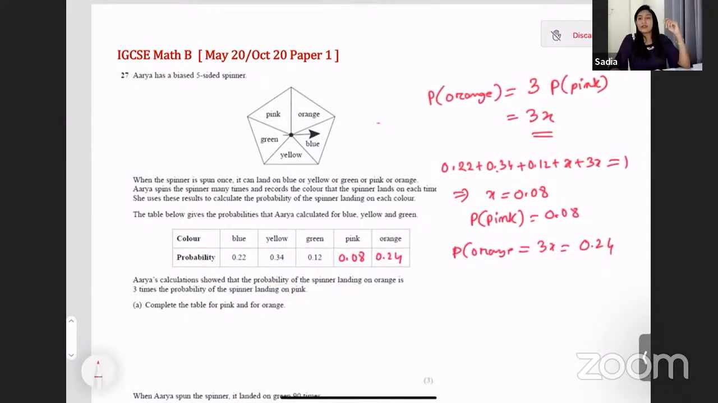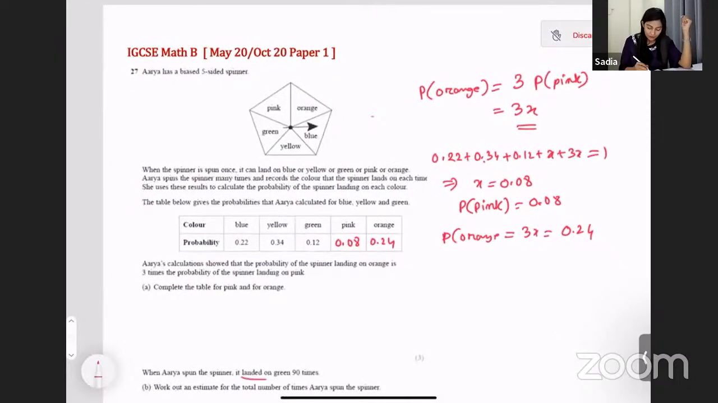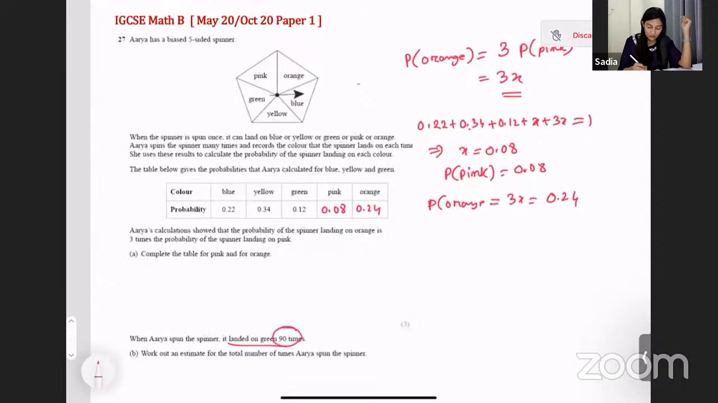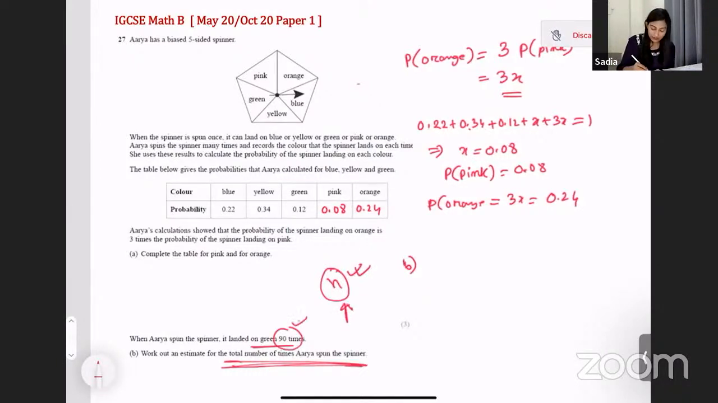So we are done with part A, where we completed this table. Then, after spinning this once, we need the probability that it will land on green. We do not know how many times we actually spun the spinner. The number of times you have spun the spinner is unknown. Let's assume it to be n, and the number of times it lands on green is given as 90.